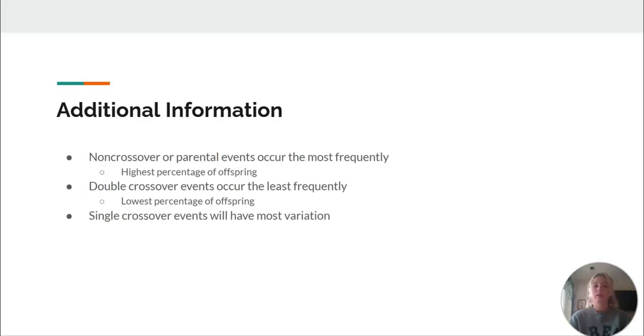On the flip side, double crossover events are going to happen the least frequently because you need 2 simultaneous crossover events happening on a chromosome. This is the lowest percentage of occurrences, so the lowest percentage of offspring are going to therefore have double crossovers. On the other hand, single crossover events will have the most variation and be between that highest non-crossover percentage and below that parental non-crossover event, but above that double crossover event percentages.